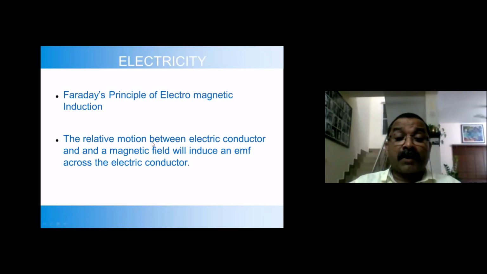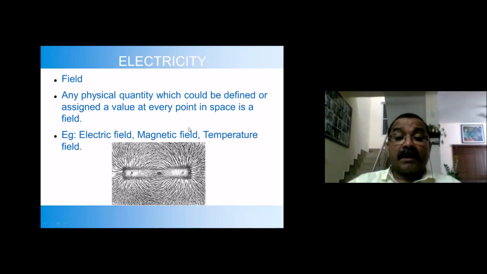The relative motion between electrical conductor and a magnetic field will induce an EMF across the electrical conductor. So the key words here are field and EMF. Let us look at these two words. First, let us define what field is. What is meant by a field? What a field means in physics.